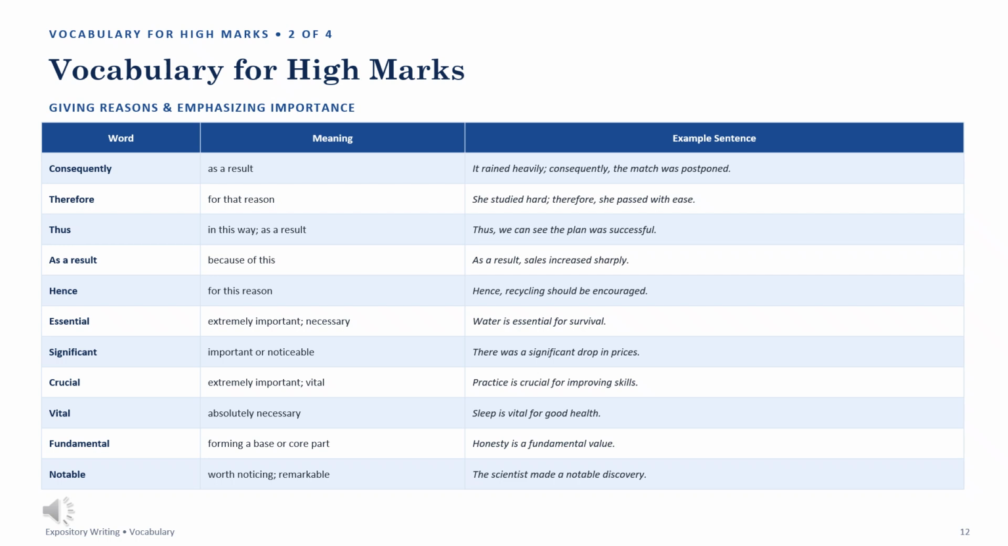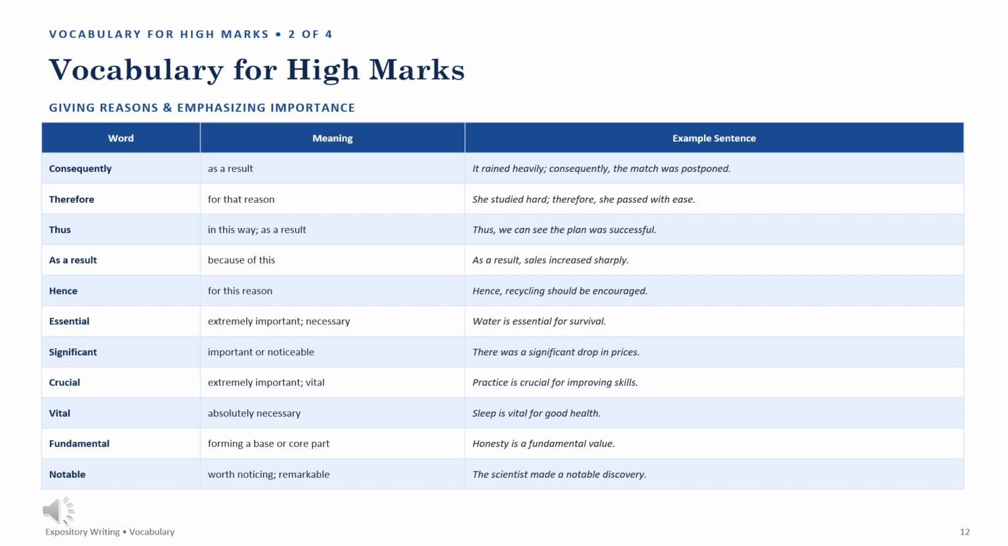Next, let's look at words for giving reasons and emphasizing importance. To show cause and effect, use words like consequently, therefore, thus, as a result, or hence. For example, she studied hard, therefore she passed with ease. When you want to show that something is very important, don't just repeat the word important. Use high-level synonyms like essential, significant, crucial, vital, fundamental, or notable.